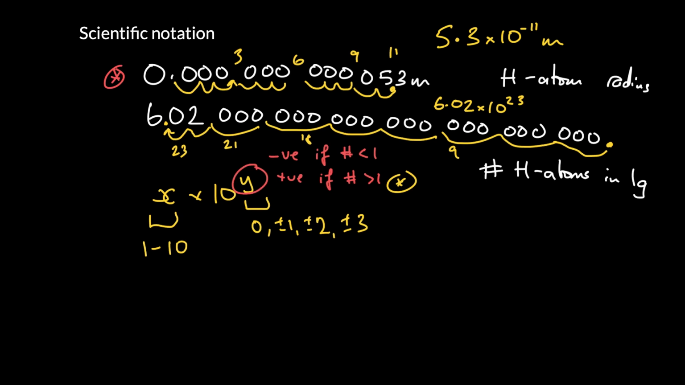We'll see later on that this is called Avogadro's number, and these are the kind of numbers that we're dealing with in chemistry. Very large, very small. Scientific notation makes it very easy to keep track of these numbers without losing your mind.